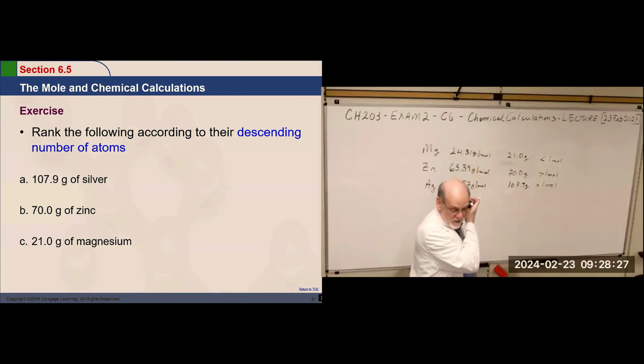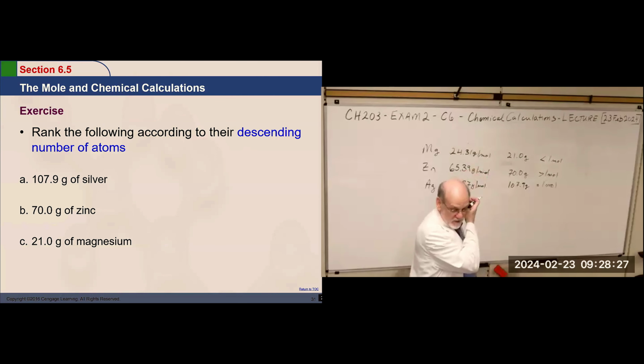So if we rank them in order of descending number of atoms, the greatest number would be zinc in this example. Then the next would be exactly a mole, and the last would be less than a mole. Okay. Zinc, silver, magnesium.